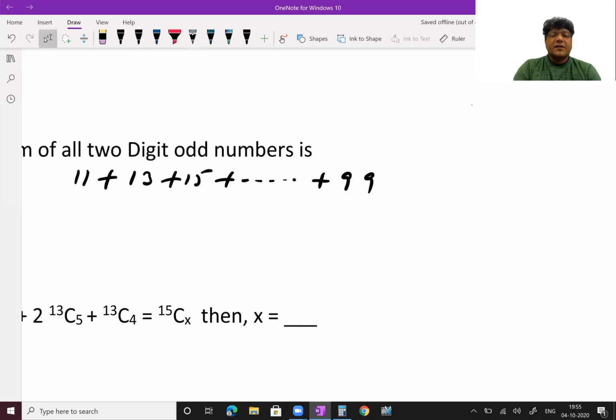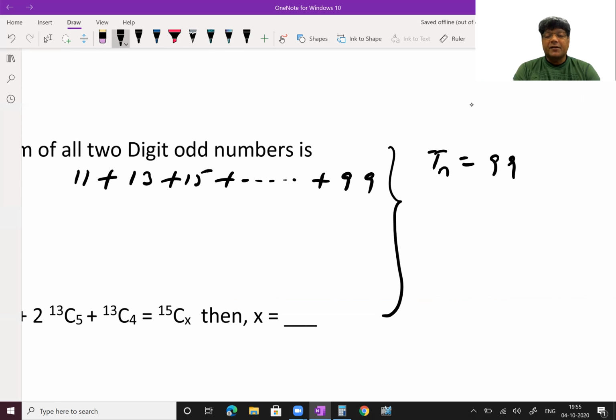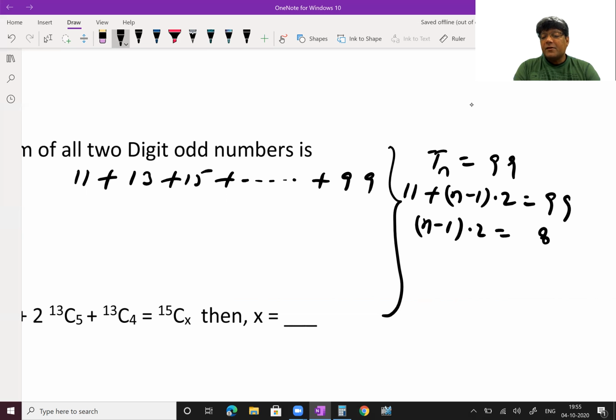So obviously you're understanding this is an AP series. To find the sum, you can apply the sum of AP, but you must know how many terms are there. Your nth term, that is the last one, is 99. According to the formula of AP, a plus n minus 1 into d is equal to 99. Your common difference is 2. So n minus 1 into 2 is equal to 99 minus 11, 88. So guys, n minus 1 is equal to 44, that is n is equal to 45. So 45 terms are there.